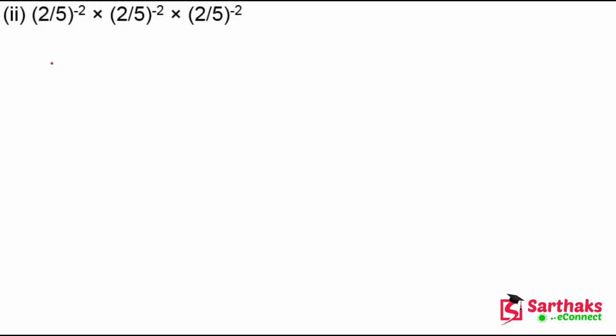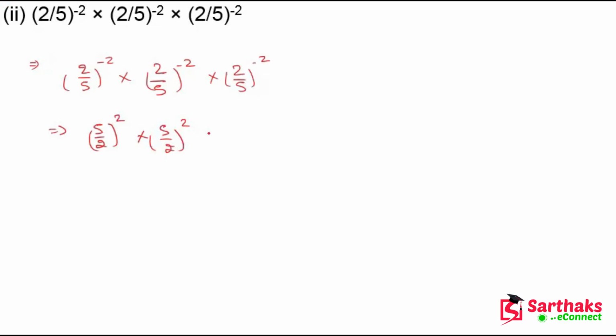Yes, now next problem. Here you can see that again we have 2 upon 5 raised to power minus 2 into 2 upon 5 raised to power minus 2 into 2 upon 5 raised to power minus 2. Again we can write 5 upon 2 raised to power 2 into 5 upon 2 raised to power 2 into 5 upon 2 raised to power 2, and this will become 5 upon 2 raised to power 2 plus 2 plus 2, and this will be 5 upon 2 raised to power 6. So this is the answer. I hope you get this point, my dear friends.